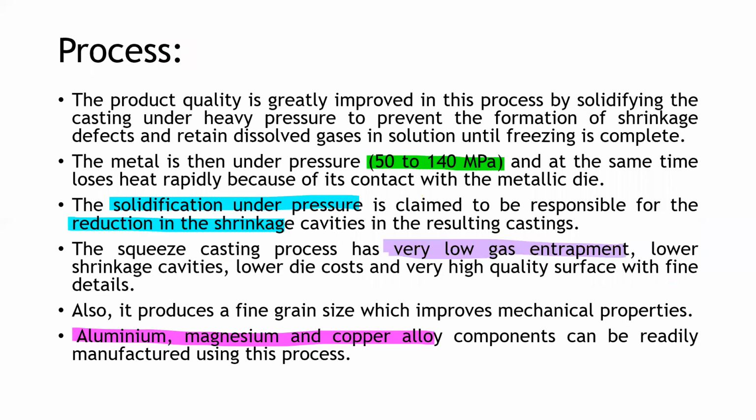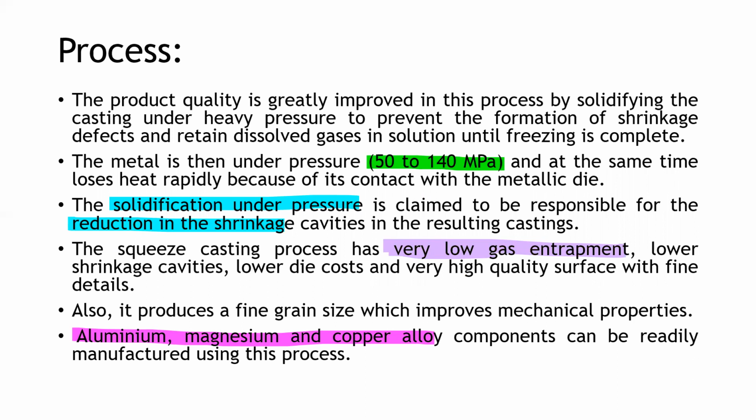So this is the outline of the process. In this process, the main objective is to avoid shrinkage defects and gas entrapment, because in all casting processes there is a tendency to form different kinds of defects. Among the defects, shrinkage defects and porosity are a very big problem. In order to avoid these two defects, we go for the squeeze casting process.